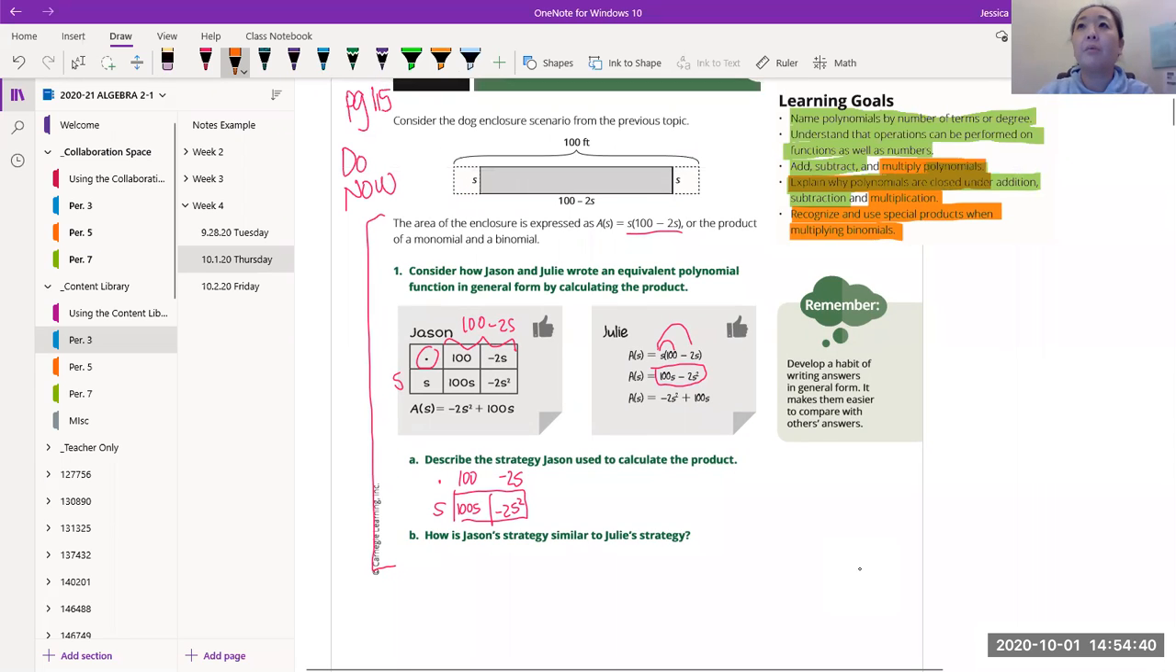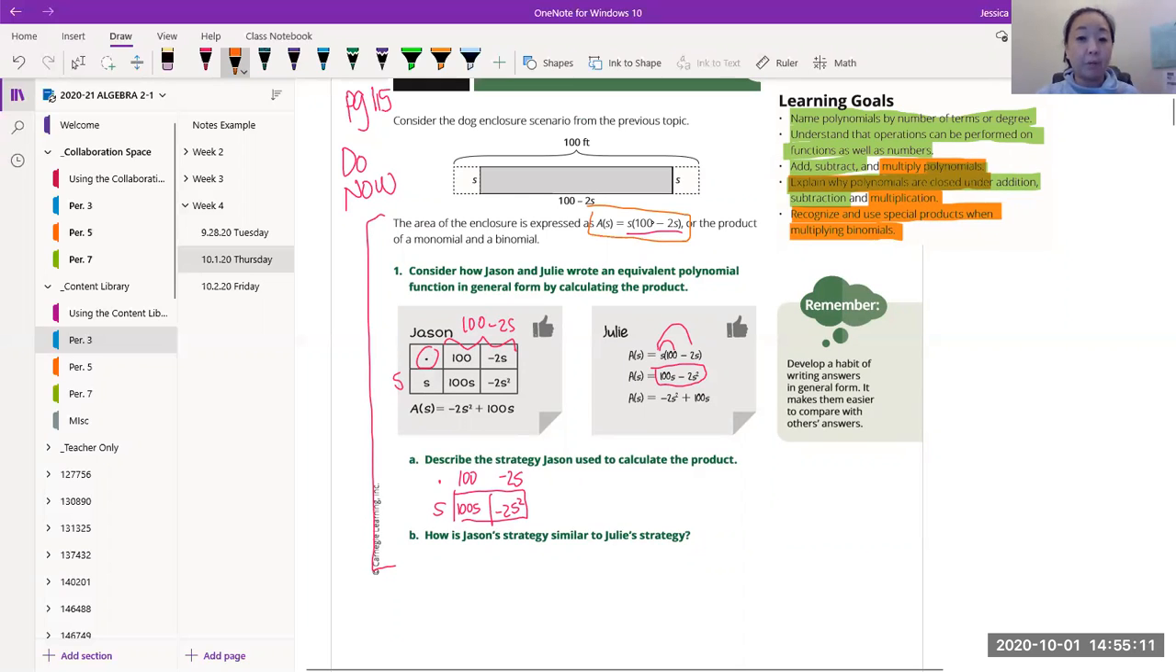All right, so we had talked about here for our learning goals, it's going to be all in the orange. So we're going to be multiplying polynomials. We're going to be talking about the closure, why it's closed under multiplication, and also recognize and use special products when multiplying binomials. All right, and so if you notice right here, Jason and Julie, they've multiplied. So this right here is the function, and they're simplifying the right-hand side.